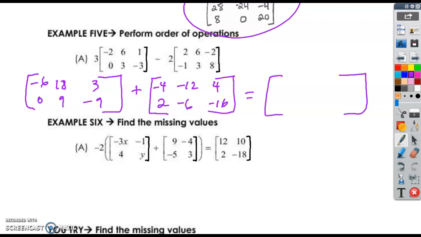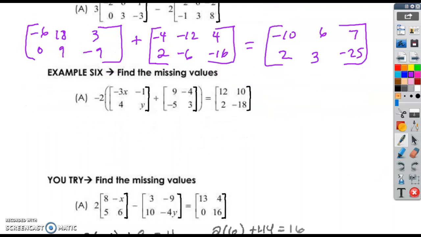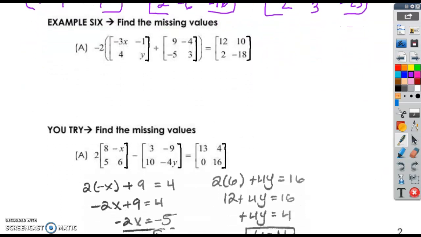So negative 6 plus negative 4, 18 plus negative 12, 3 plus 4, 0 plus 2, 9 plus negative 6, and negative 9 plus negative 16. So I think we have one more. All right, so example 6, find the missing values.